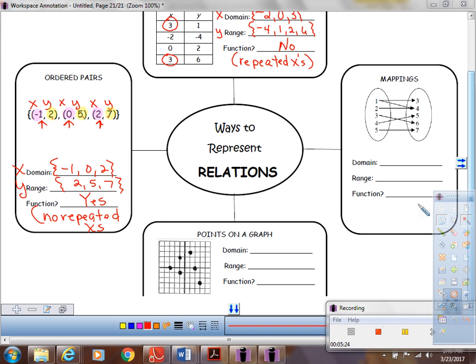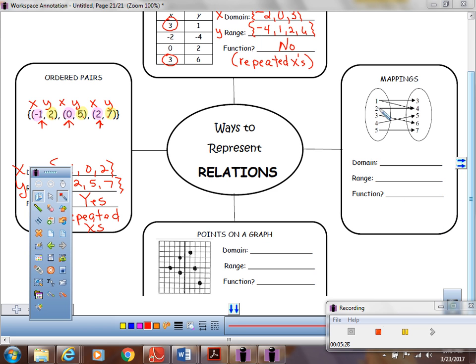Alright, so this one is a mapping. So this is just another way to represent points. So these are points, those are points, these are points too. This is your X, this is your Y. That's how it works, kind of like a table. The only difference is they use little arrows to show you how the points are together. Like the 1 is with 3, and then the 1 is also with 4, right?